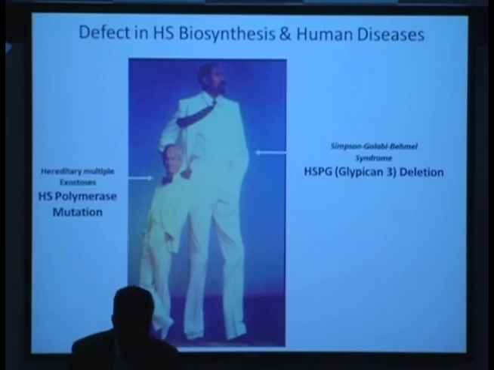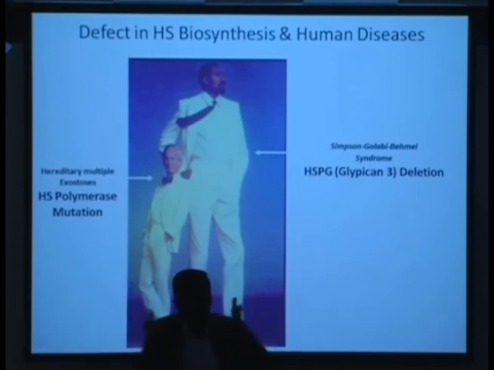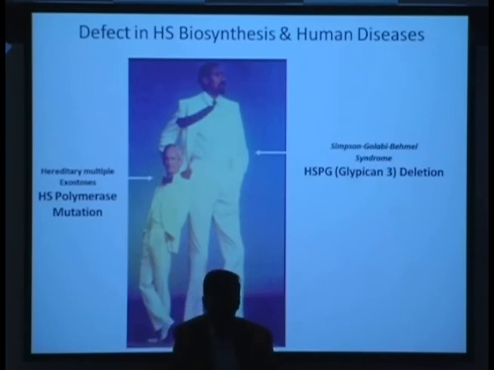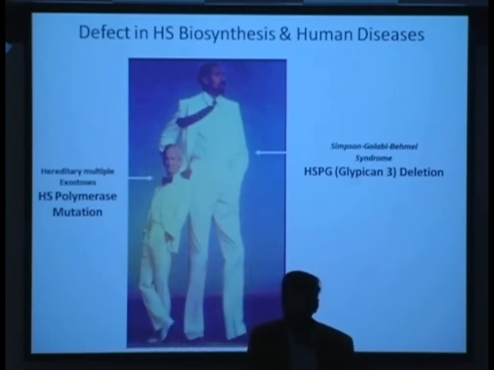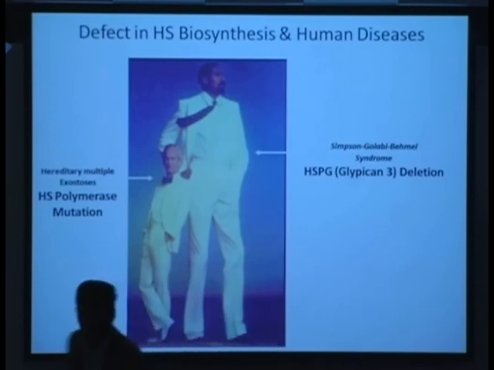Mutation in that enzyme results in not being able to make a long HS backbone. You make a very short backbone or no backbone. Oftentimes you make a short backbone. Instead of having 50 repeating disaccharides, you may only have 10 or 20 repeating disaccharide units. And as a result of mutations in this enzyme, it causes dwarfism in humans, as you can see.